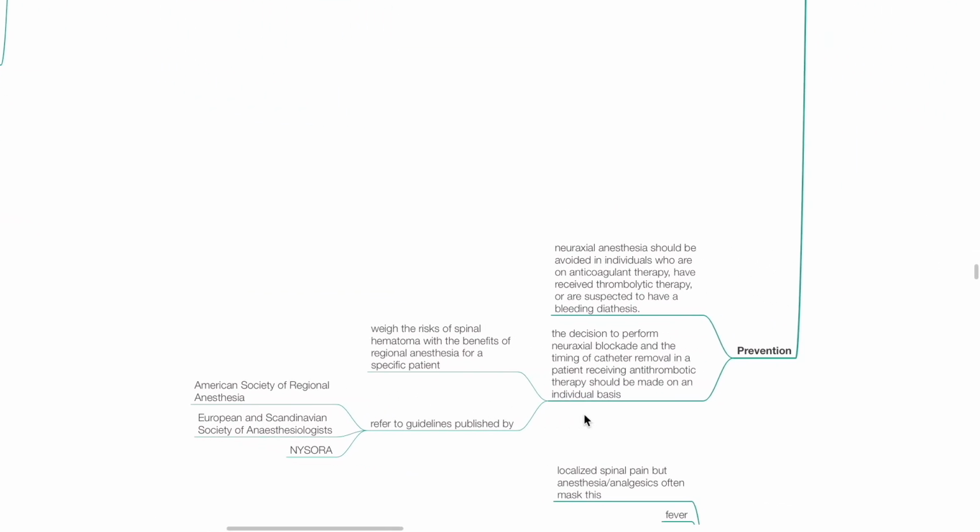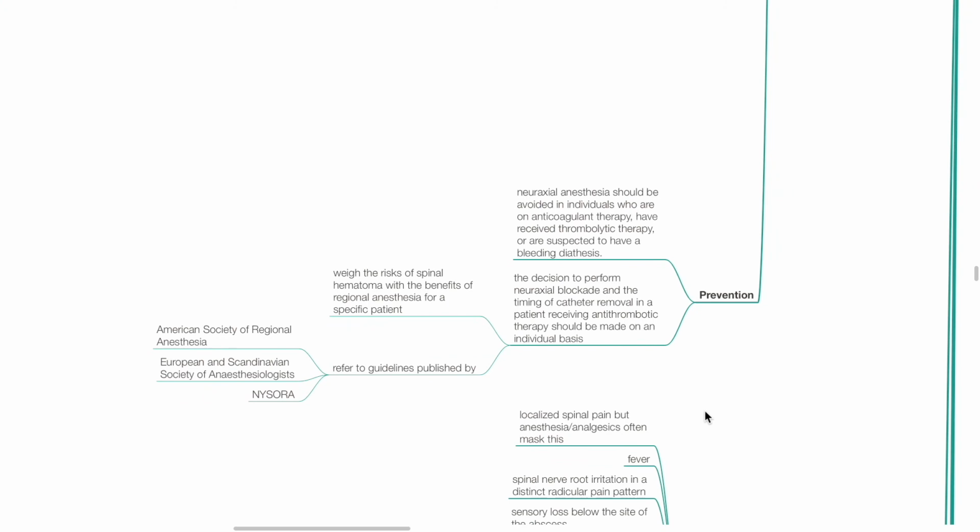Prevention. Neuraxial anesthesia should be avoided in patients who are on anticoagulant therapy, have received thrombolytic therapy, or are suspected to have a bleeding diathesis. The decision to perform neuraxial blockade and the timing of catheter removal in a patient receiving antithrombotic therapy should be made on an individual basis based on the guidelines published by ASRA, NYSORA, or European and Scandinavian Society of Anaesthesiologists. Weigh the risk of spinal hematoma with the benefits of regional anesthesia for a specific patient.